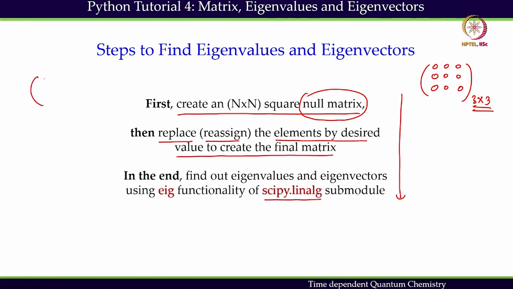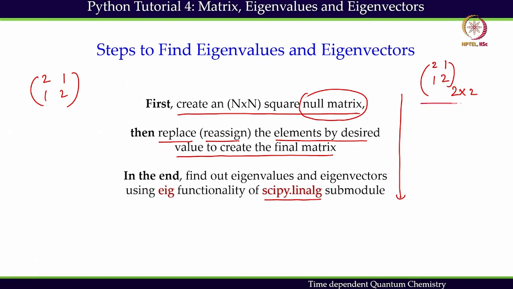So, if I have to create this matrix, let us say 2, 1, 1, 2, then first we have to create a 2 by 2 null matrix. We will prepare the 2 by 2 null matrix first and then we will replace each element value. So, we'll instruct the program to replace the individual elements this way after creating the null matrix, this is going to be 1 and then this is going to be 2.